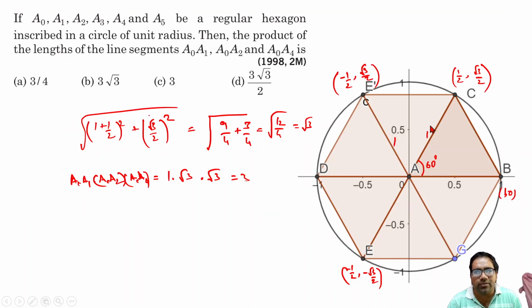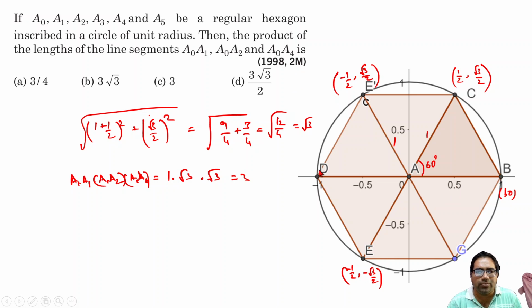and (0 minus minus root 3 by 2, that is root 3 by 2) whole square. This is nothing but (3 by 2) whole square plus (root 3 by 2) whole square, which is nothing but 9 by 4 plus 3 by 4, right. Which is nothing but root 12 by 4, which is root 3. So the length of this distance is root 3, right. That is A0A2. Now A0A4.